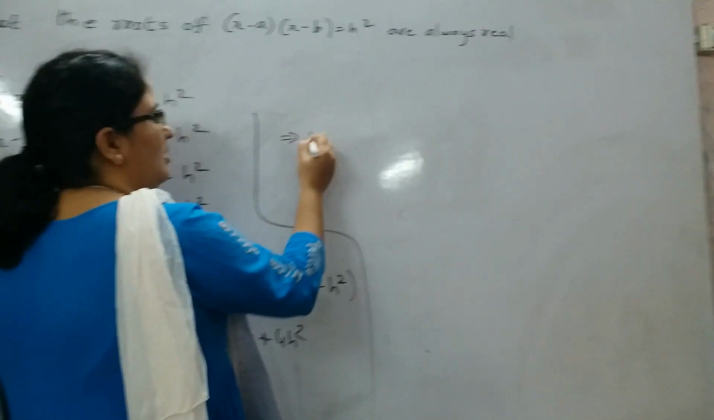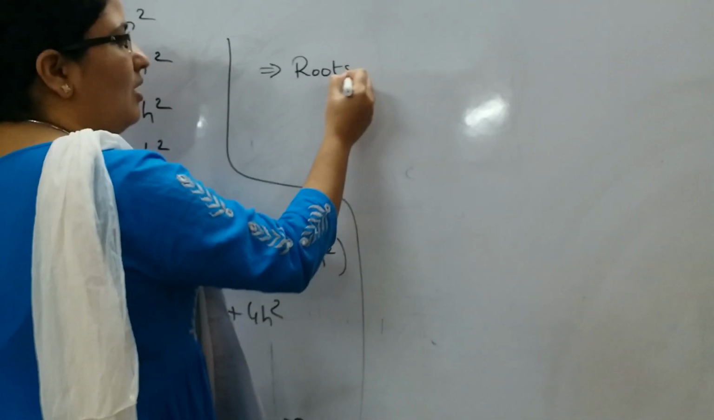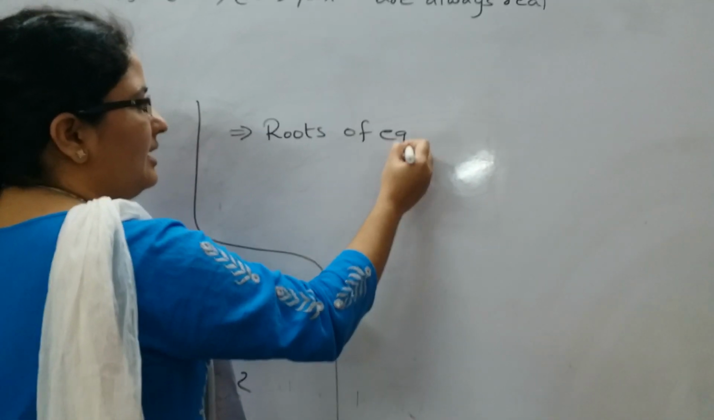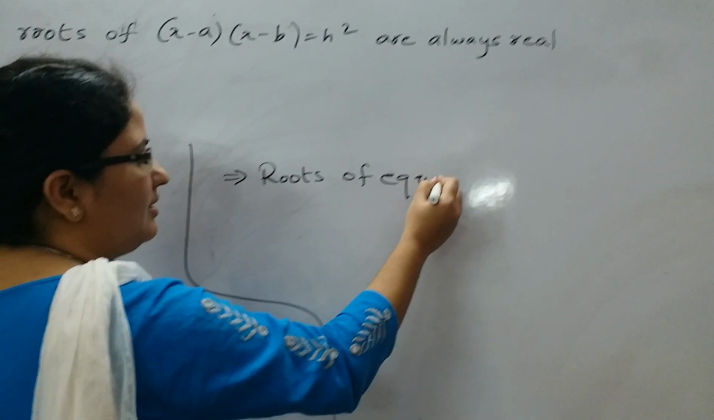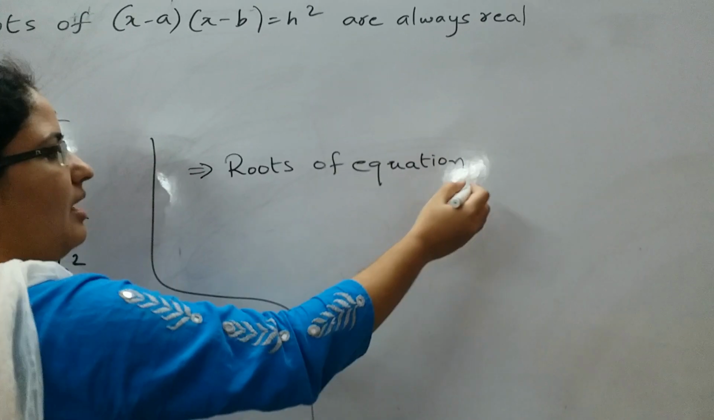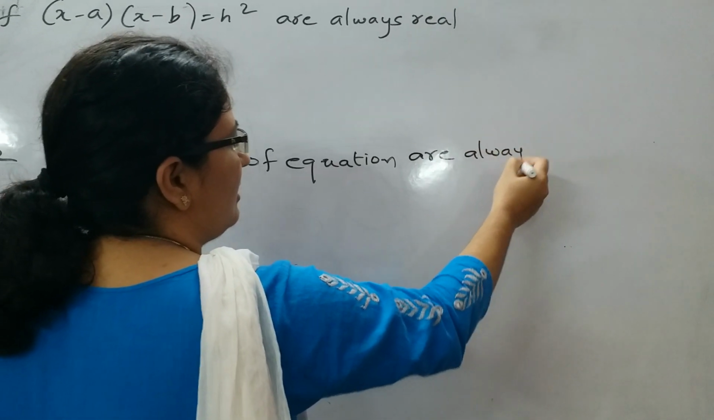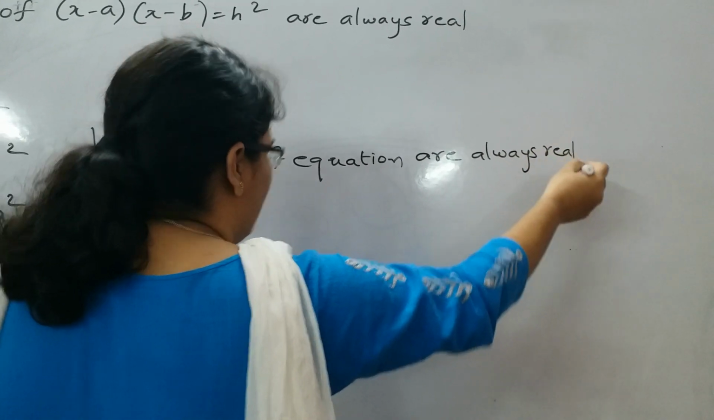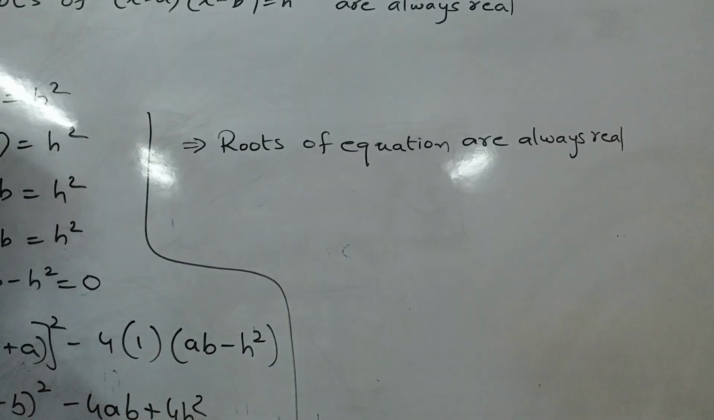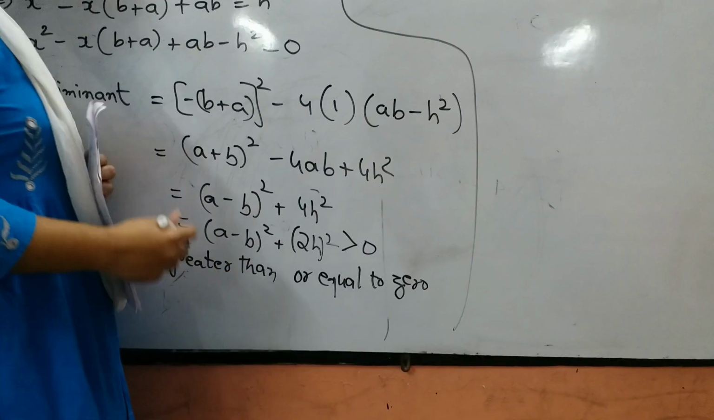This implies what? This implies roots of equation are always real. This part is greater than 0, so the roots are always real.